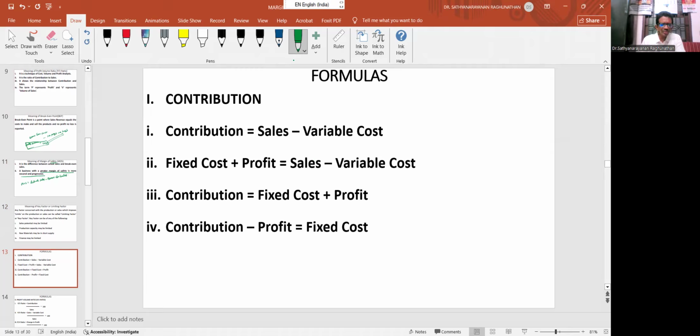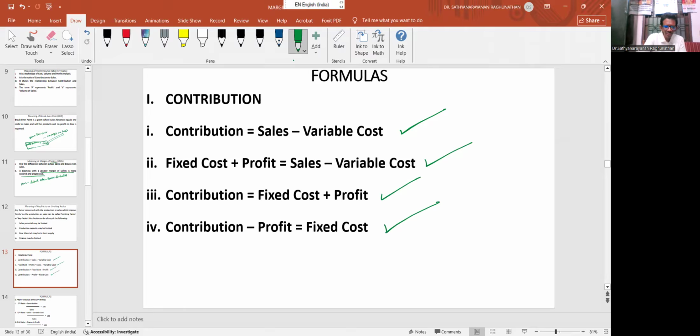Now, contribution. For contribution there are a few formulas. Sales minus variable cost is equal to contribution. There are four formulas for contribution. First formula is sales minus variable cost. Second formula, fixed cost plus profit is equal to contribution. And then this one, contribution minus profit is equal to fixed cost. Please take a screenshot of this.